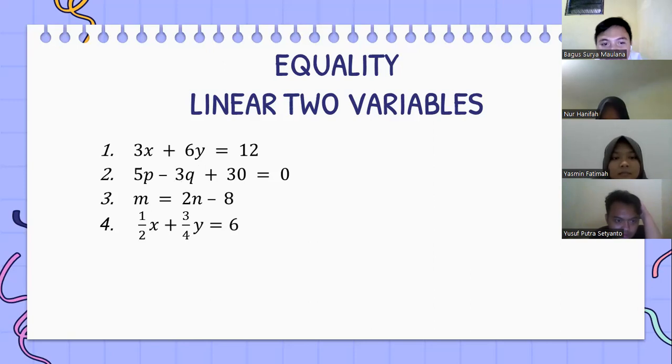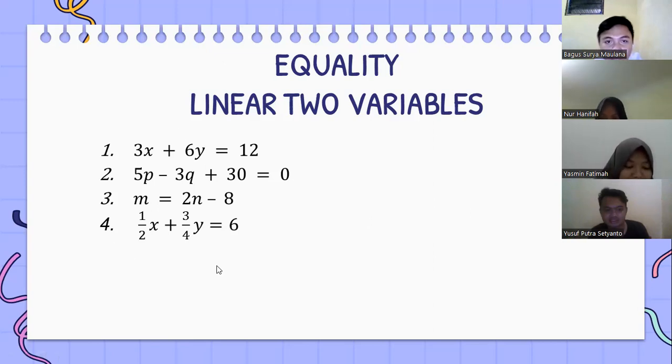Okay, thank you. Any other for number 3 and number 4? Yes, Yasmin. For number 3, the variables are m and n, the coefficient is 2, and the constant is -8. For number 4, the coefficients are 1/2 and 3/4, the variables are x and y, and the constant is 6. Okay, that's correct. Thank you.